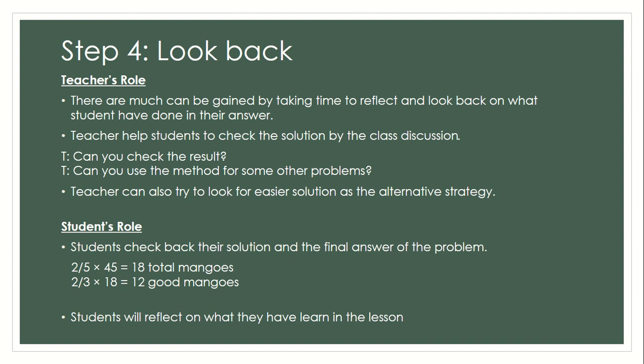To prove that their answer is true, here is another calculation they can do: 2/5 times 45. They will get 18 total mangoes in the basket. And we know that 2/3 are good mangoes, so 2/3 times 18 gives 12 good mangoes. This shows that their earlier calculation is correct. And then students will reflect on what they have learned in the lesson.